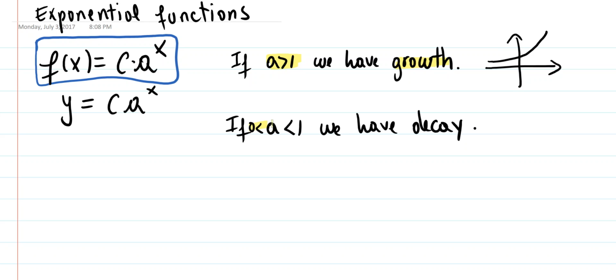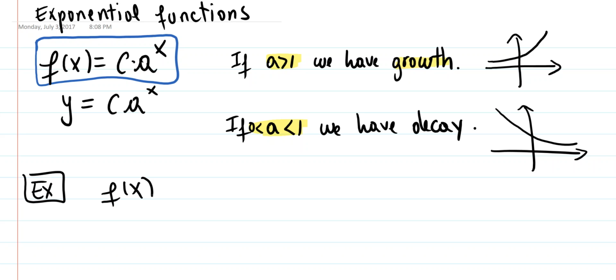And if it's between 0 and 1, we have a decay. And then the graph will look something like that, decreasing. Okay? So then, for example, we could have f of x equals 200 times 1.2 to the x. Since a is 1.2 and is greater than 1, we basically have a growth. Okay? So a is 1.2. We have a growth.